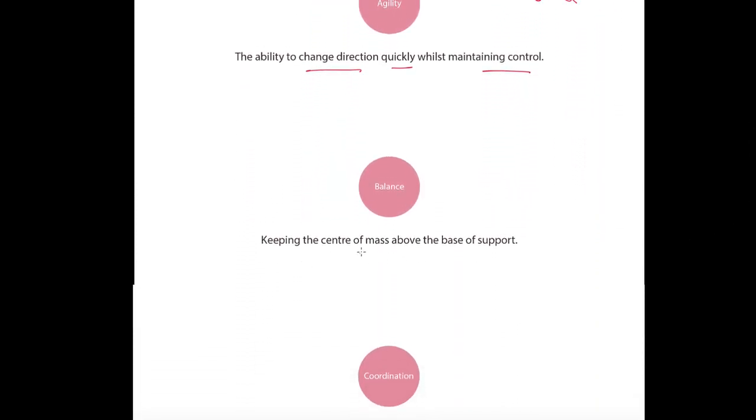Let's think about balance, keeping the centre of mass of the body above the base of support. Now, if you keep your centre of mass above the base, basically, you're not going to wobble and fall over. So we might want to understand what centre of mass is. That's the concentration of mass in the body. We could also say it's the point in the body where mass is distributed equally in all directions. Don't worry about these specific definitions, but it is a concept.